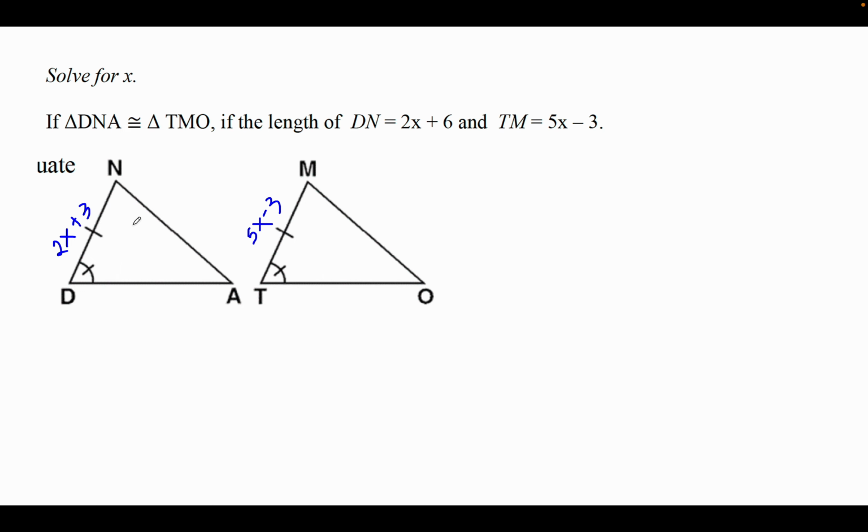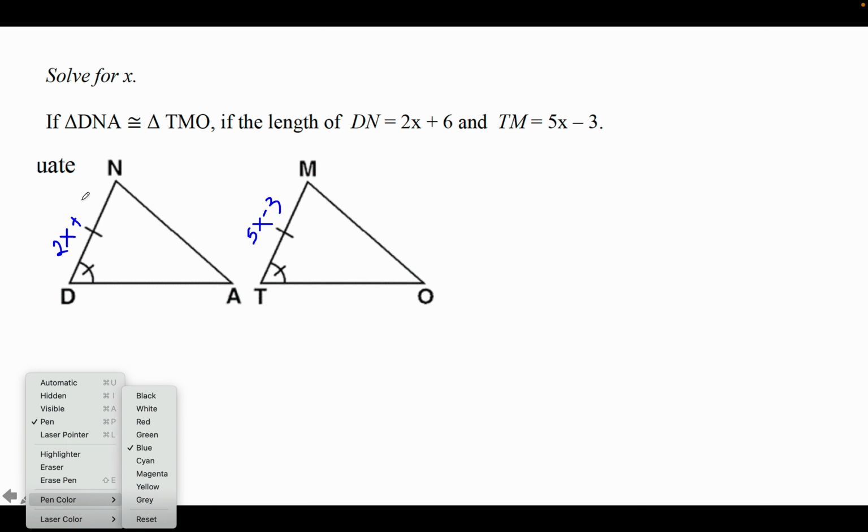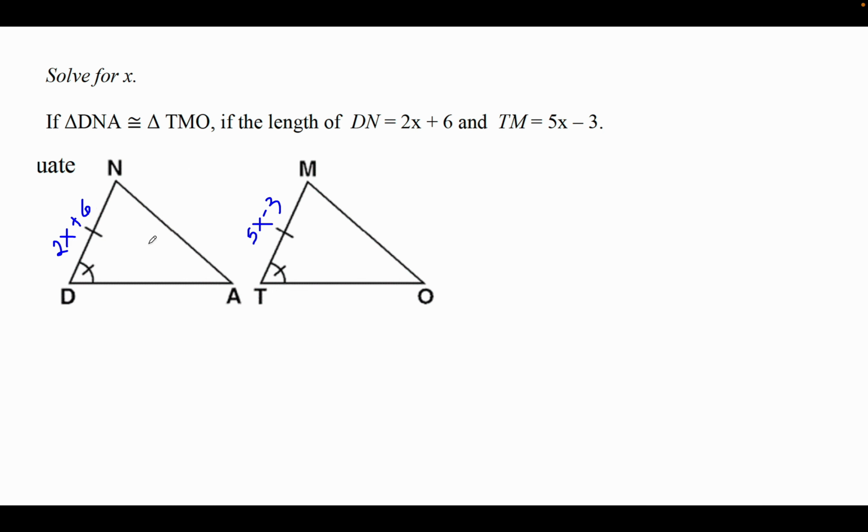So, take note that the two triangles are said to be... Sir, 2x plus 6 po. Ay, ano ba yan? Apat na nga yung mata ko. Blue. So, 2x plus 6. Okay, thank you. So, again, triangle DNA is congruent to triangle TMO.